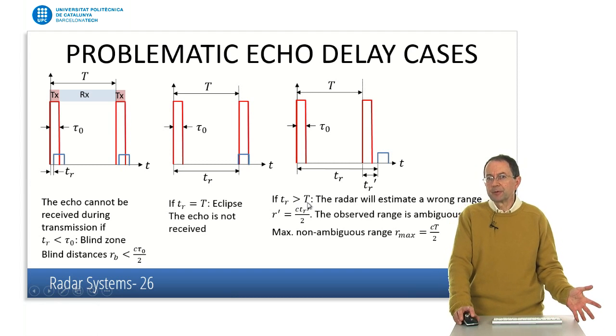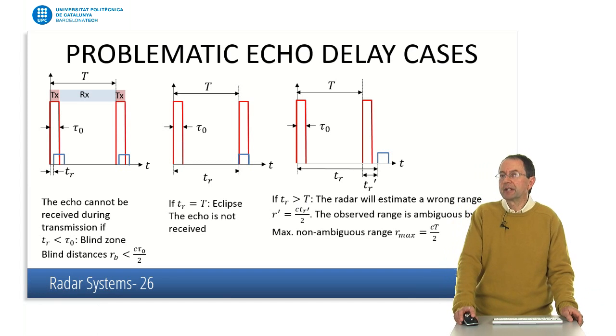So pulsed radars are range ambiguous, and the maximum non-ambiguous range can be calculated just by translating the repetition period into a distance with this parameter here. Most radars are designed in such a way that the targets of interest fall in the non-ambiguous range.